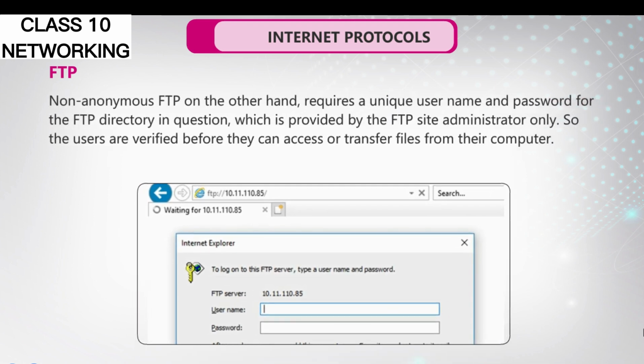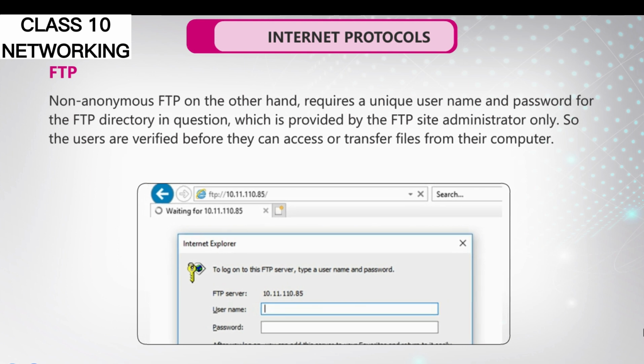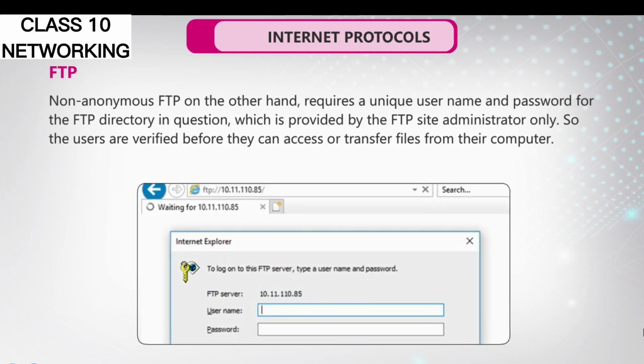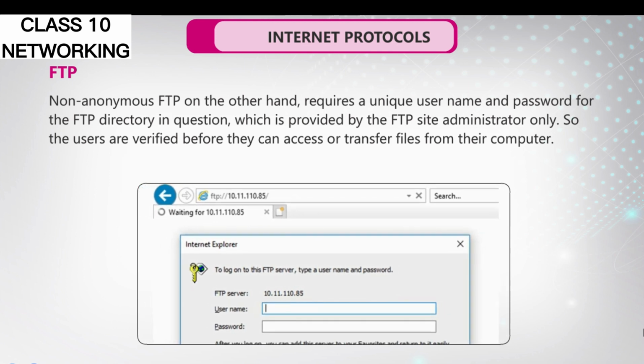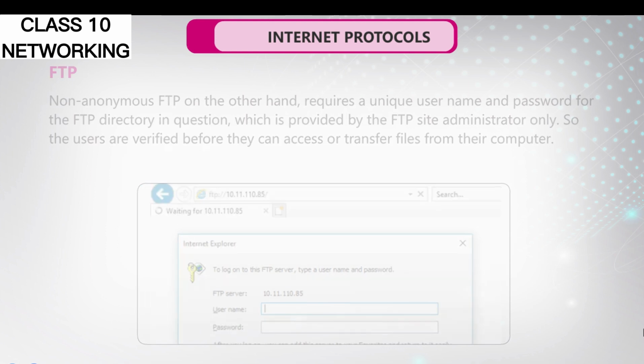Non-anonymous FTP, on the other hand, requires a unique username and password for the FTP directory in question, which is provided by the FTP site administrator only. So the users are verified before they can access or transfer files from their computer.